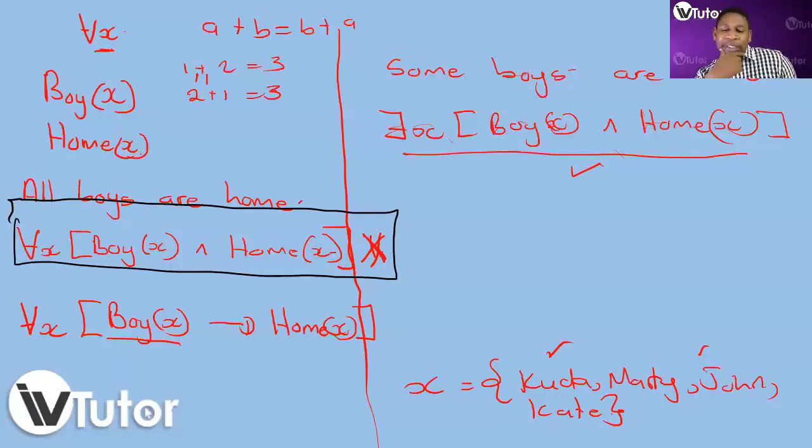So now we come and say x. What does x refer to? It refers to boys. It says all boys are home. If you are not a boy, nothing has been said about you. So you can be at home, you can be not at home, it doesn't really matter. We are only worried about the boys being at home.